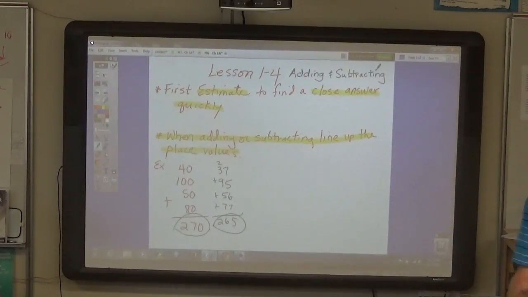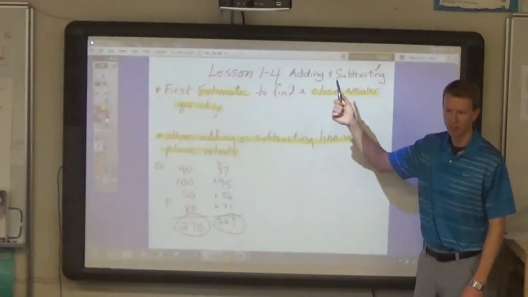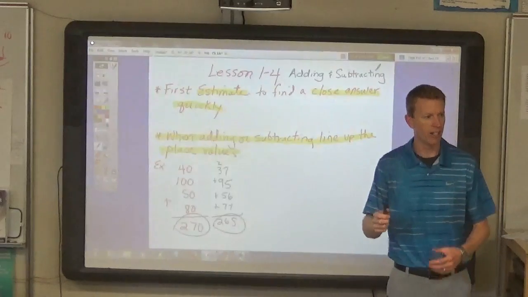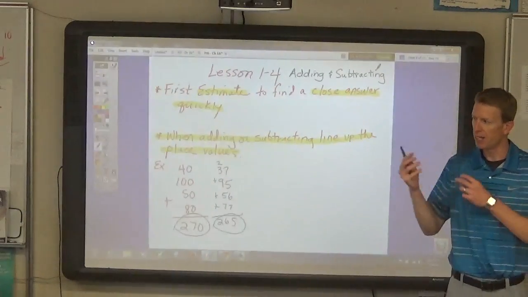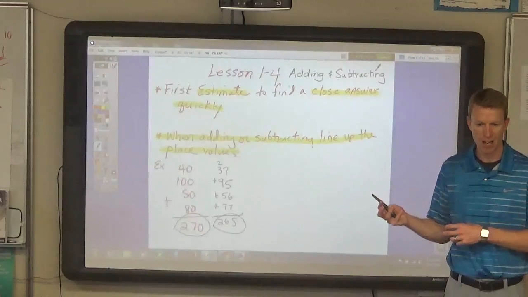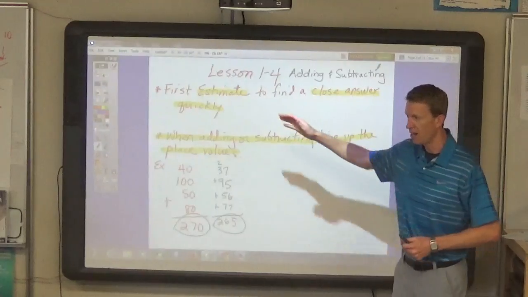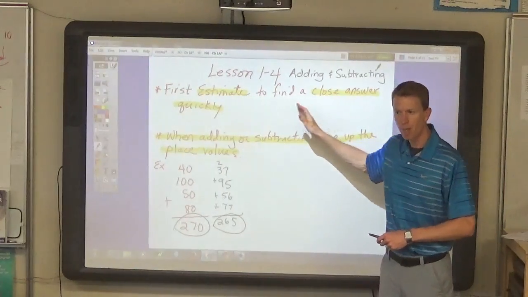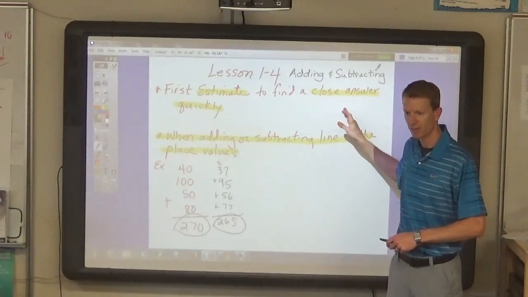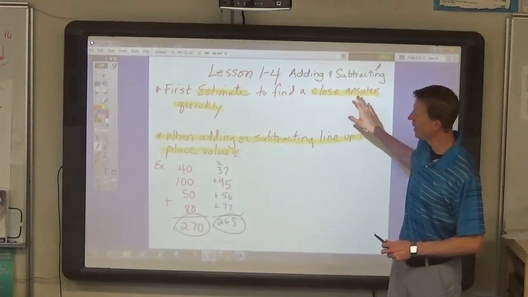In lesson 1.4, we're going to talk about adding and subtracting whole numbers. One of the things I just said to you is adding is a lot like multiplying, isn't it? And subtracting is a lot like dividing. Multiplying is like adding the same number over and over and over again. And so in this first sentence it says, first estimate to find a close answer.